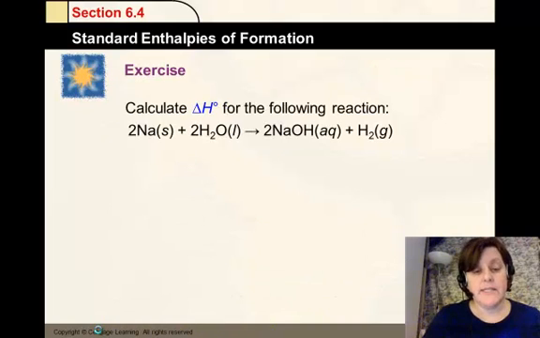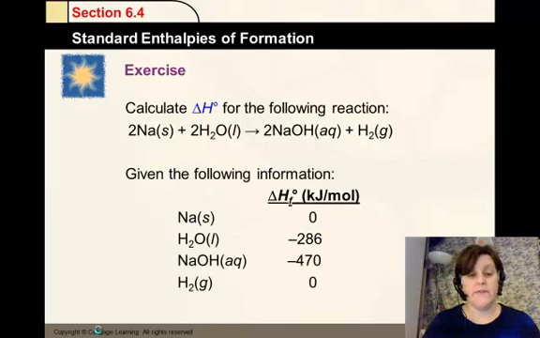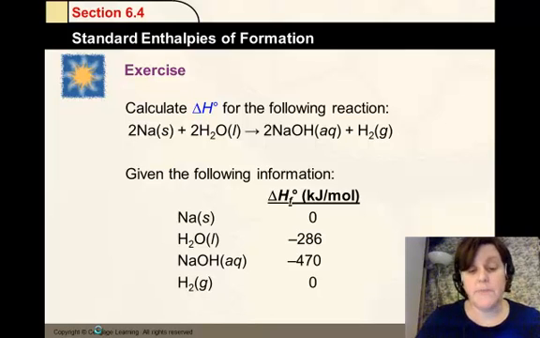So let's look at this example. Calculate the delta H for the following reaction. And we're given lots of information. Notice they've provided very nicely the delta H values for sodium and hydrogen being 0. Sometimes books aren't that clever, and they don't tell you. And sometimes students, when they come to questions like that, think that you can't do the problem because you're missing information.